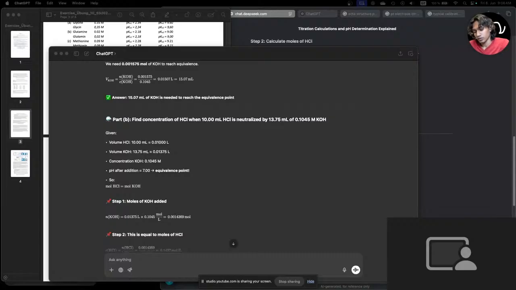Number of moles of KOH. Volume 13.75 into 10 raised to minus 3.